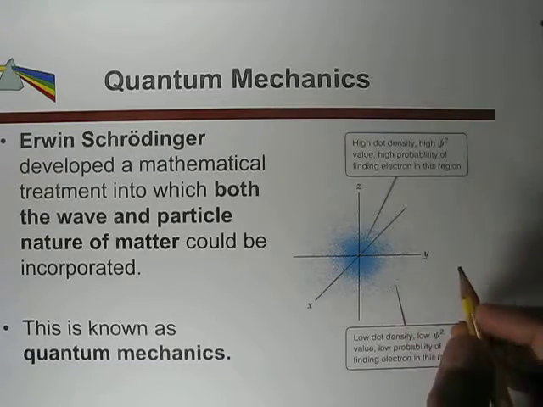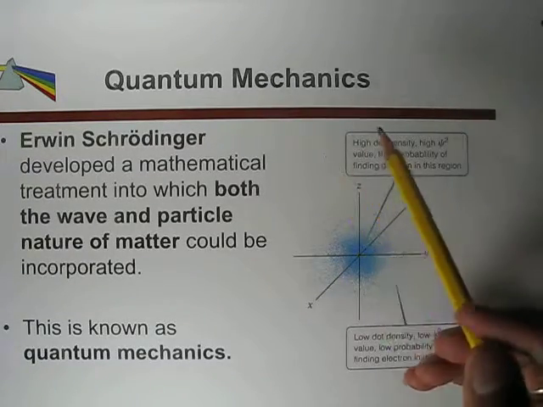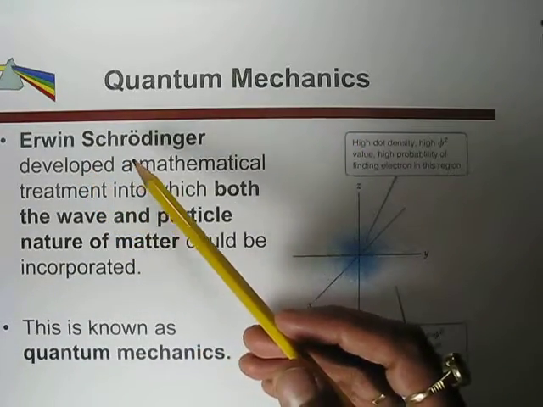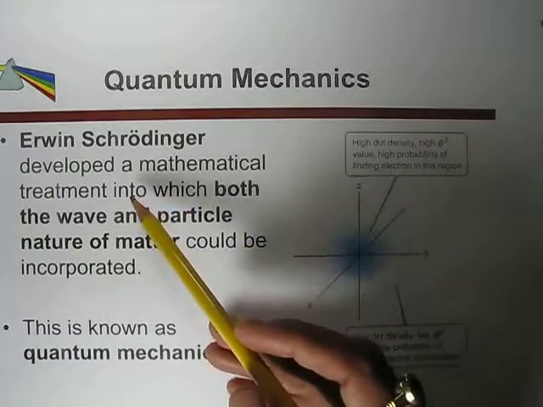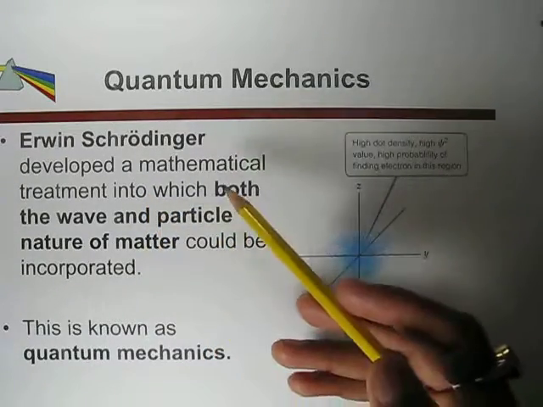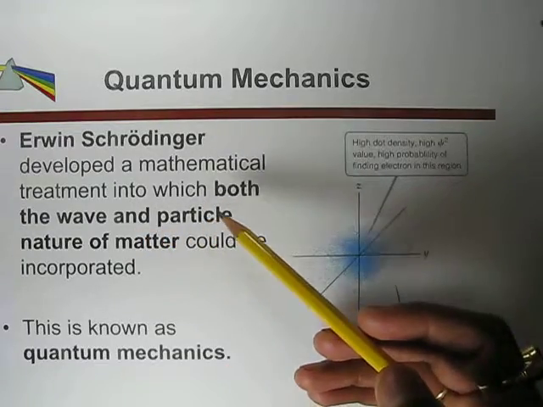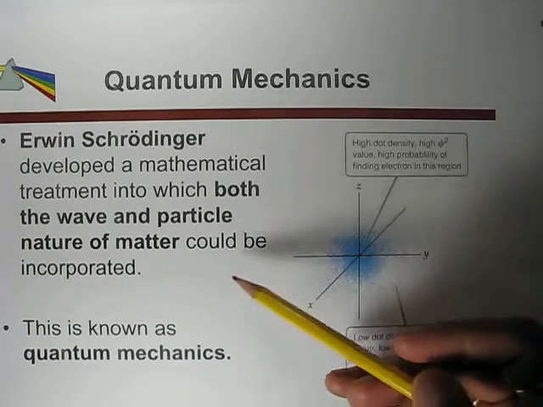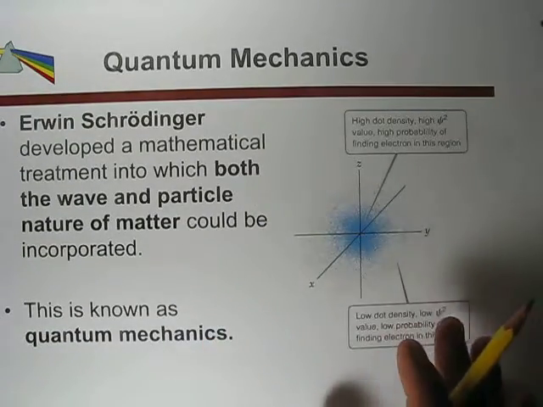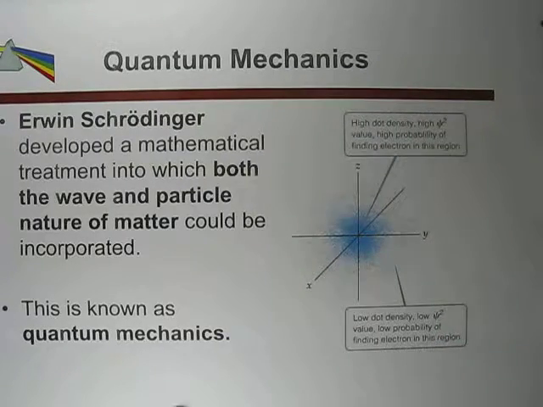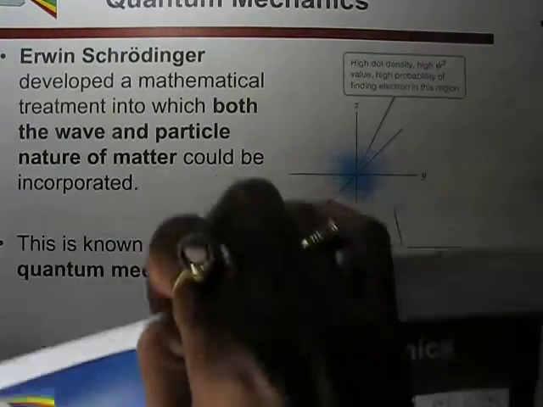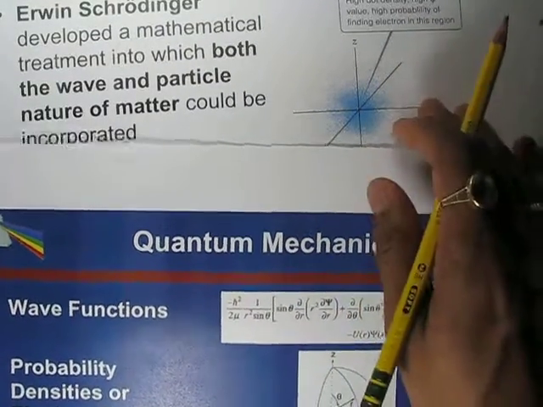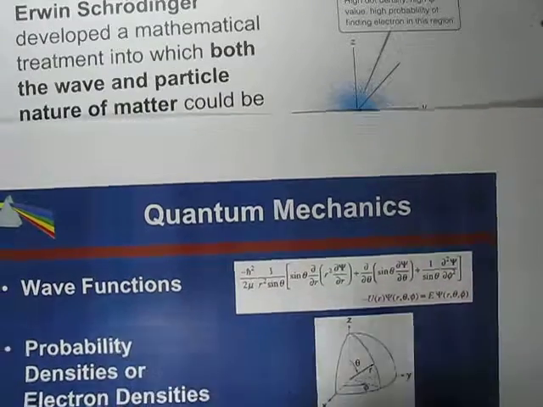So as we have seen in the previous video about the development of quantum mechanics, this theory was given by Erwin Schrödinger, and he developed a mathematical treatment or equation that explains both the wave and particle nature of matter, and that theory is known as quantum mechanics. So what was that mathematical expression? It's a very detailed equation derivation, but we need not memorize that equation.